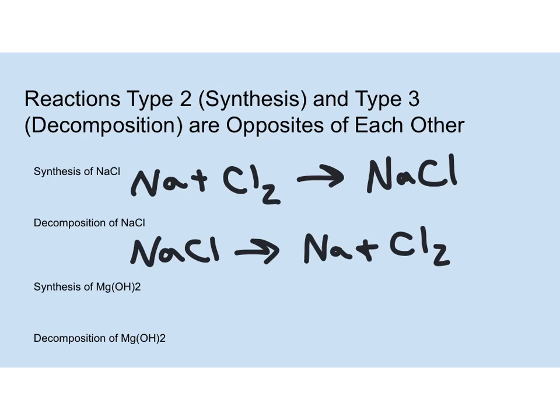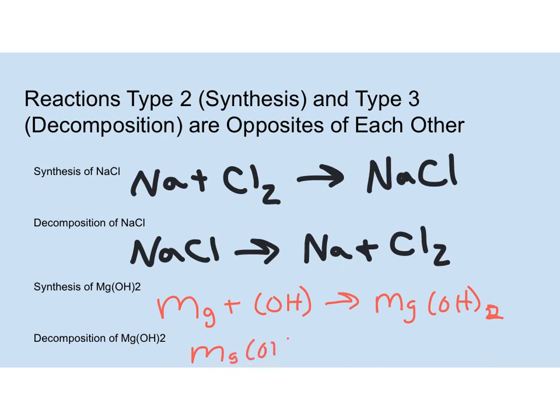Next one, synthesis of MgOH2, so this is going to be Mg plus OH leads to MgOH2. Remember doing the crisscross rule. Mg has a 2 plus, OH has a 1 minus, so you crisscross as MgOH2. And then the decomposition would just be MgOH2 into Mg plus OH. And if we want to balance them, we'll talk about balancing a little bit later.